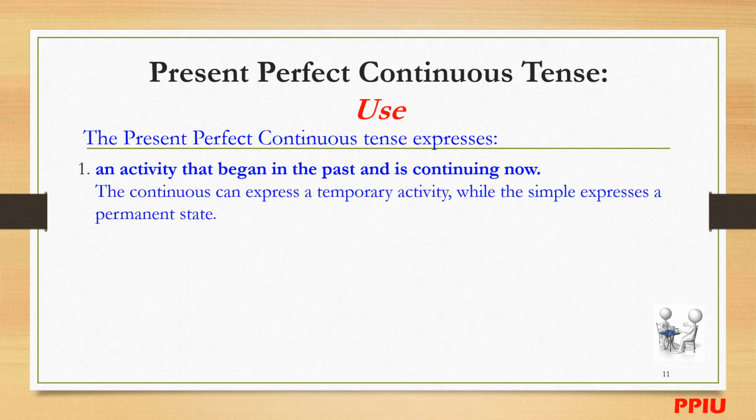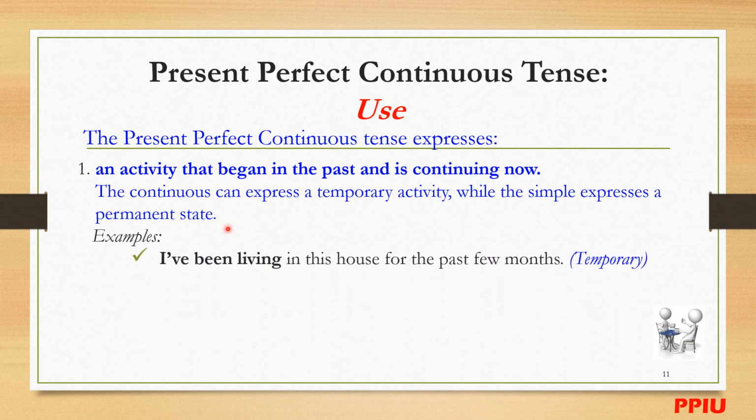Okay, the continuous can express a temporary activity, while the simple expresses a permanent state. Temporary activity means it does not last long. It's just for a short period of time. But a permanent state just lasts long. For example, I've been living in this house for the past few months. It's just temporary. Right now, I just moved to live somewhere else.